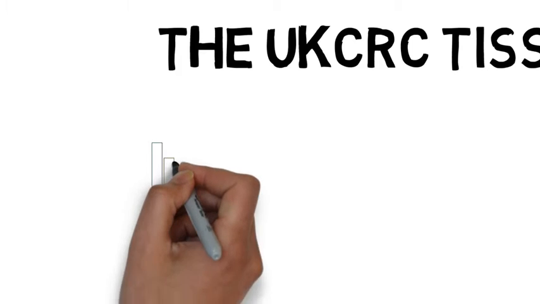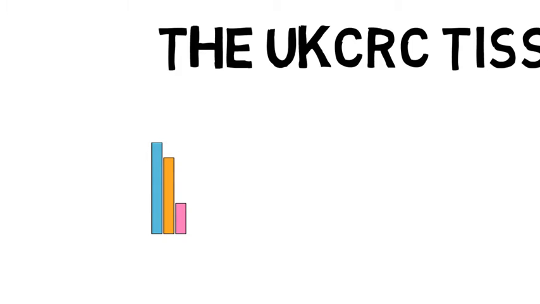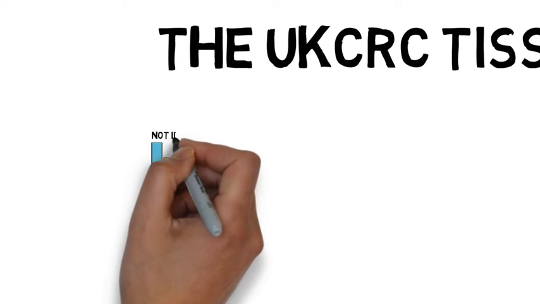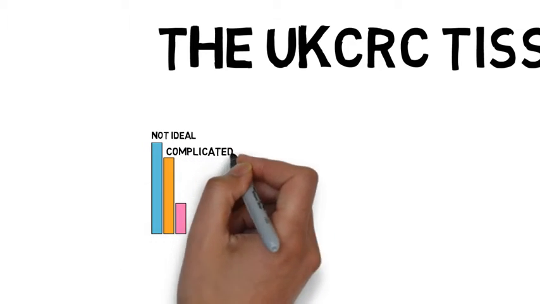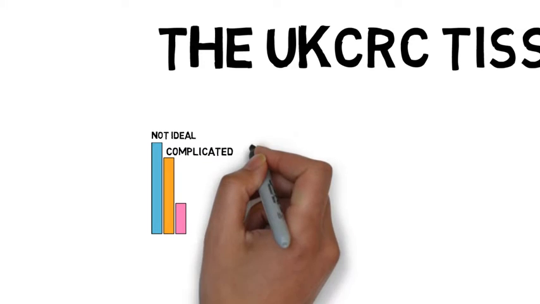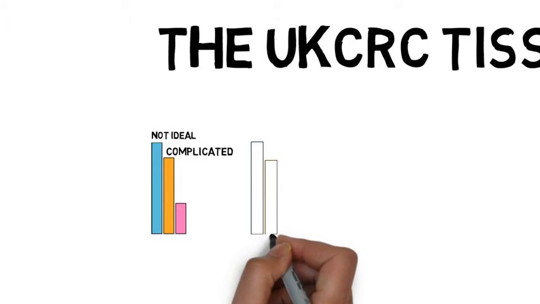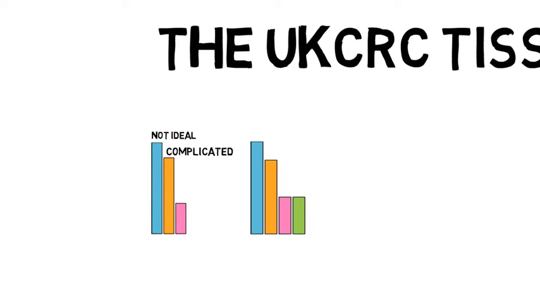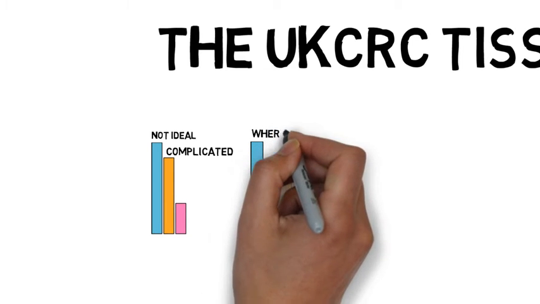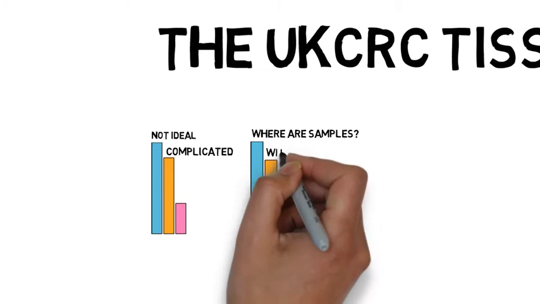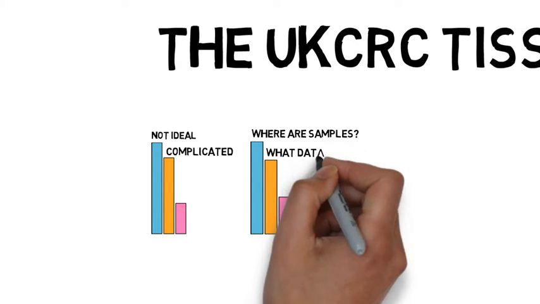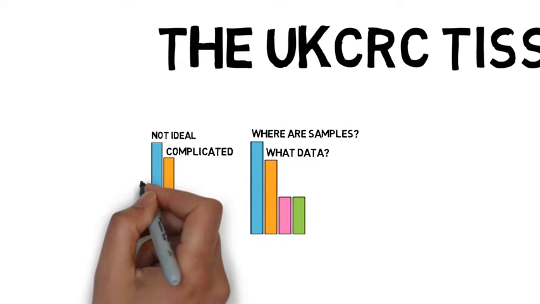Over the last year, we undertook a survey to understand the current ability of researchers to find suitable samples in the UK. The top two answers from researchers were that finding samples is either okay but not ideal or complicated. When asked what are the major barriers to finding samples, the top two answers were knowing what samples the biobanks held and knowing if the biobank could obtain the necessary data to those samples.